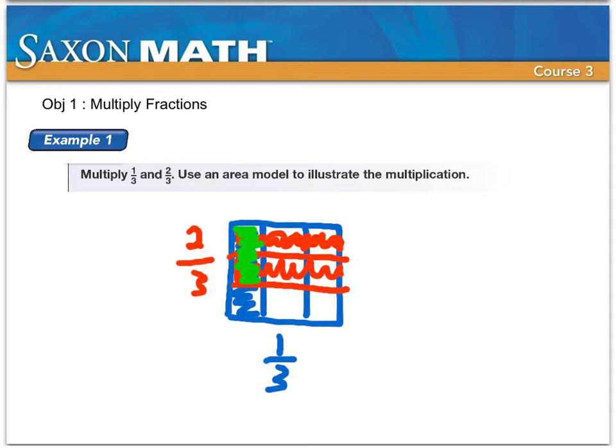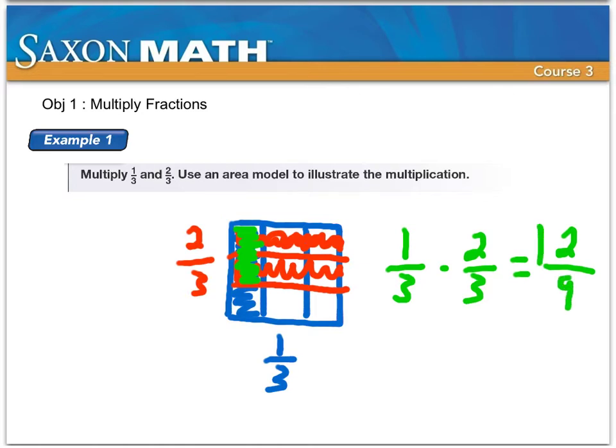So I'm going to represent this whole problem now by saying 1/3 times 2/3 equals, well, I've got 2 green squares out of my total squares, which are 1, 2, 3, 4, 5, 6, 7, 8, 9. So I got 2 green squares out of 9 total squares. So my answer is 2/9. So 1/3 times 2/3 is 2/9.